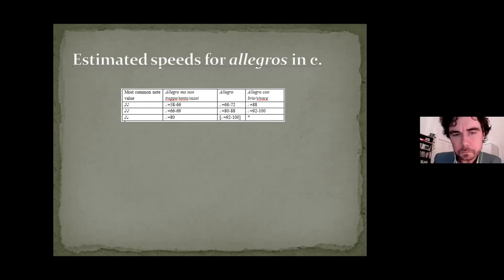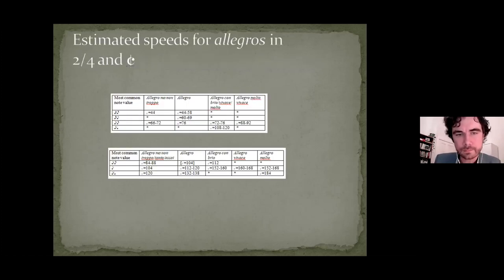But wait, we're not done yet. If we do the same thing with Allegros in 2-4 and alla breve, the following two tables are created. Now, what can be concluded from the comparison of these two tables? Well, for one, it seems that one alla breve bar in Allegro ma non troppo with quavers and semiquavers takes about as long as a 2-4 bar with demi-semiquavers and semiquavers and with the same tempo indication. In both cases, about 44 bars would fit in a minute. And the same is true in other parts of the table, although admittedly the comparison is not always as precise.